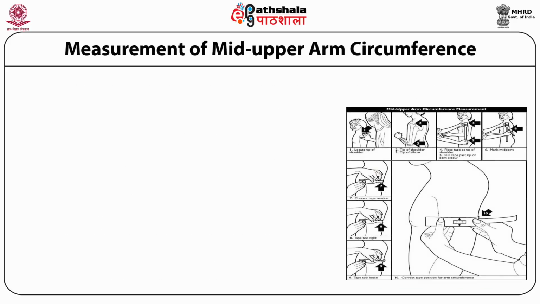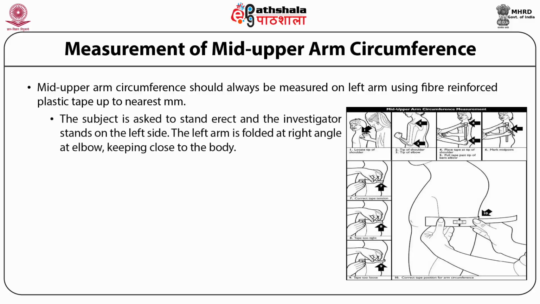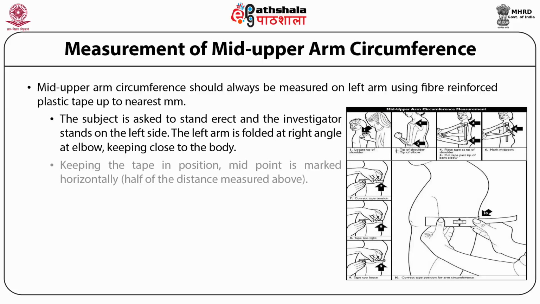Measurement of mid-upper arm circumference. Mid-upper arm circumference should always be measured on the left arm using fiber-reinforced plastic tape up to the nearest millimeter. The subject is asked to stand erect and the investigator stands on the left side. The left arm is folded at right angles at the elbow, keeping close to the body. The distance from the tip of the bony prominence of the shoulder, that is the tip of the acromion process, to the tip of the bony prominence of the elbow, which is the olecranon, is measured.